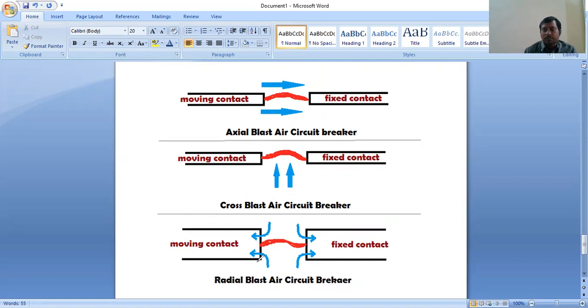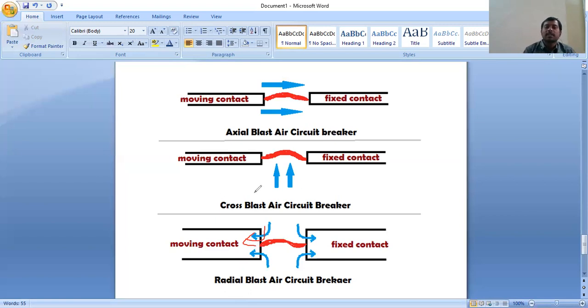Next, this is the radial blast. As already discussed, in the radial blast the air will flow towards the moving contact to neutralize the ionized particles. This is the fixed contact, and the air flows in the direction of the moving contact. The ionized particles will be attracted and vanish, forcibly shifted towards the moving contact.